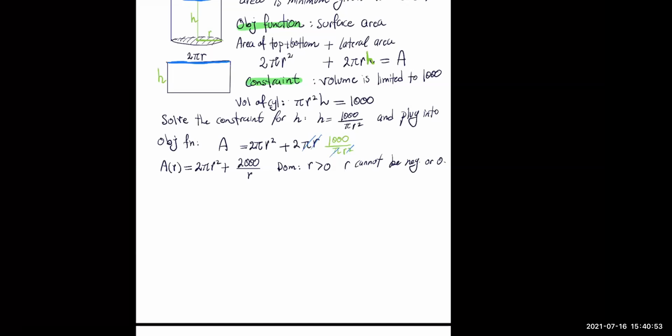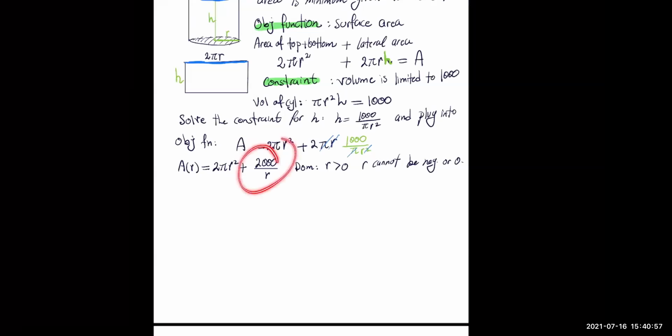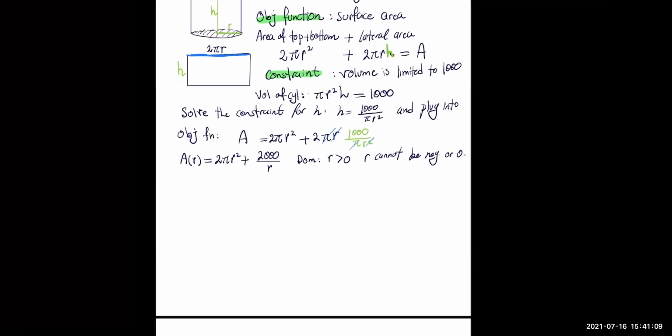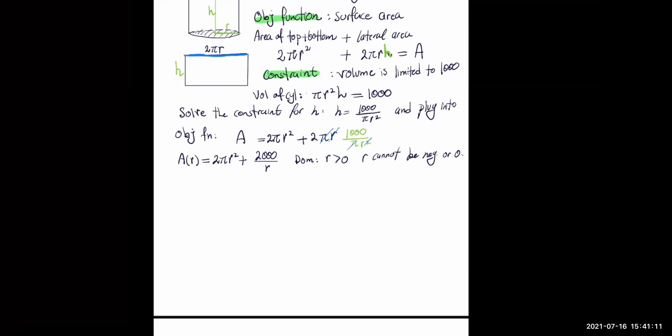Just look at this function, guys. This is a rational function. r can't be 0 because it makes the denominator 0. And logically, r can't be negative because it's a dimension. Okay? All right, well, let's differentiate this function.